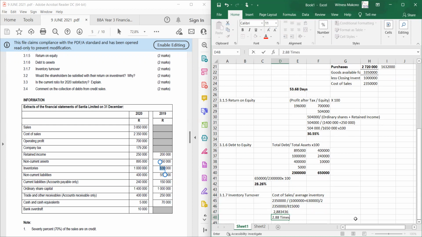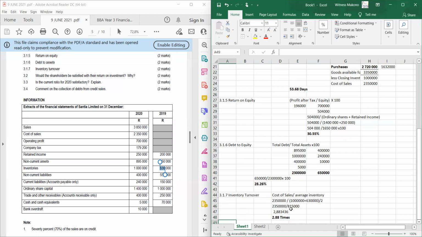What this means is you are selling your inventory about 3 times. You are turning your inventory. If you are buying 1,000 units and they are finished, you go and buy another 1,000 units, they are finished, another 1,000 units. Is that per annum or per month, or per semester or term? It's per annum, because all these figures are per year.